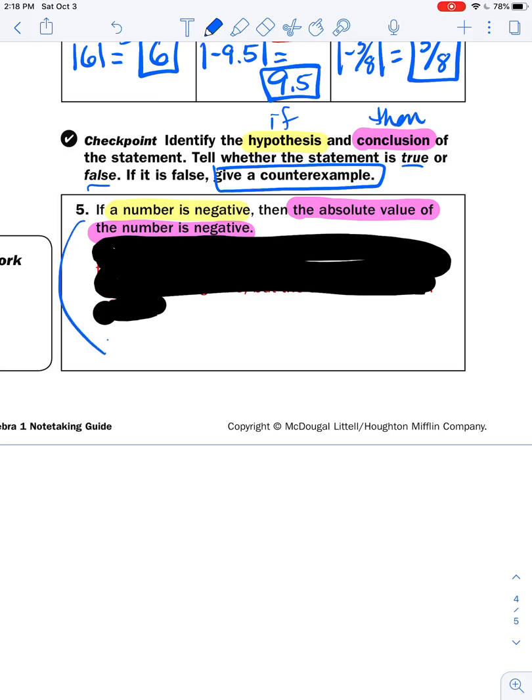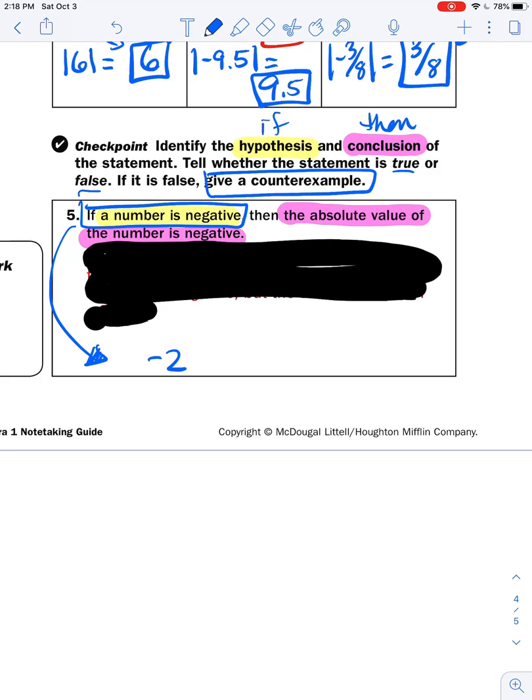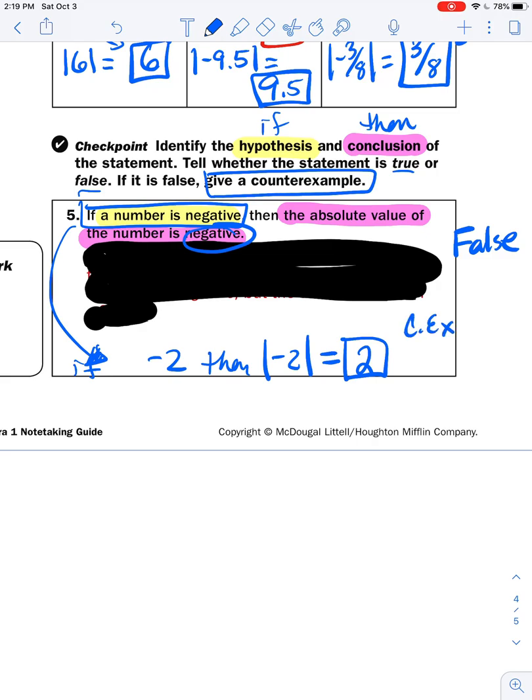Well, let's try an example. When you're doing a counterexample, you always have to pick a number that matches this first if part. So if a number is negative, let's just choose -2. Then the absolute value of that number is also negative. Well, that would mean if we picked -2, then the absolute value of -2 would have to be a negative answer, but it's not. So this must be a false statement, and my counterexample is -2.